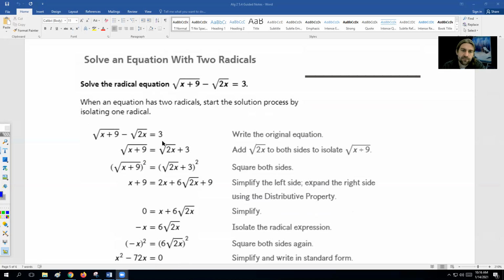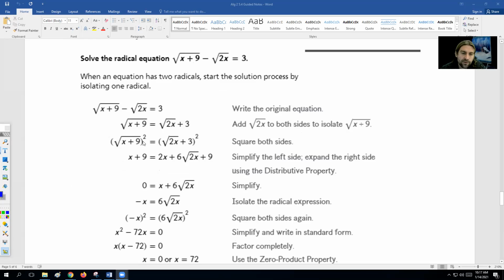So if we look to solving an expression that has two radicals, we need to isolate one of the radicals first. And it doesn't matter really which one we isolate first. I try to look for the easier one, but we got this x plus 9 here. We're going to add the radical 2x over to the other side. Once we isolate a radical, we're going to square both sides. One thing we're going to have to watch out for, when we square this radical 2x plus 3, is that we're going to have to write it out twice and FOIL it.